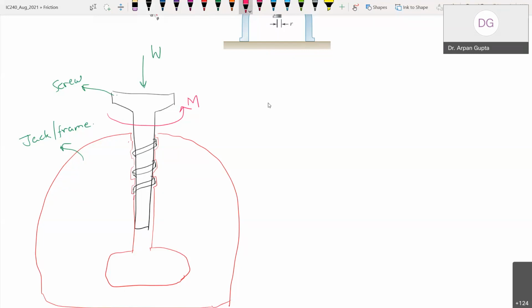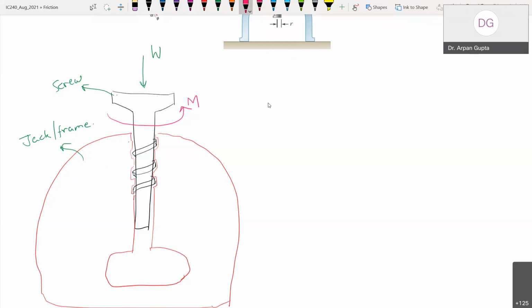Now, in this problem you can see that there are two threads which are sliding on top of each other. One thread is the thread of the screw, which is in black color, and the other is the thread of the frame, which is in red color. So there is a relative motion between the two threads, the black thread and the red thread, and this is a sliding motion.